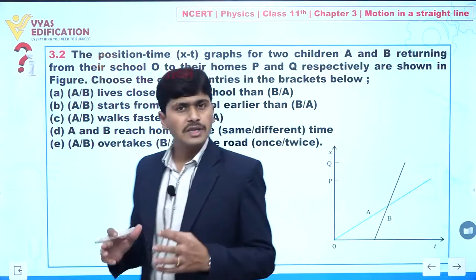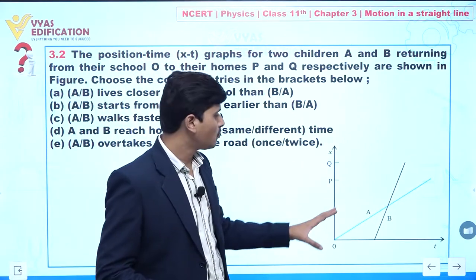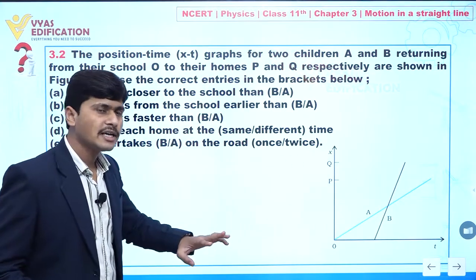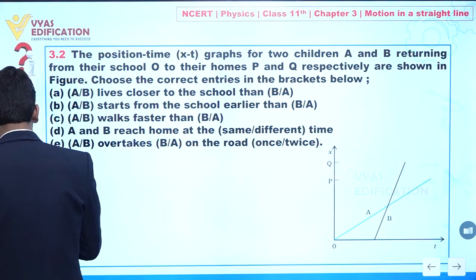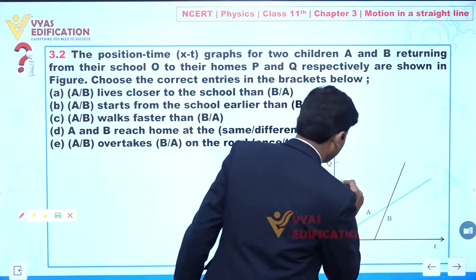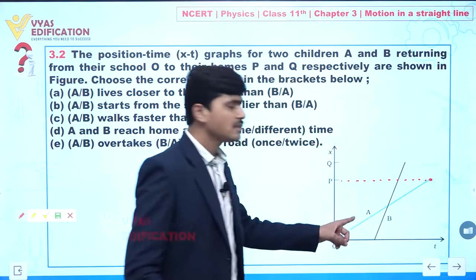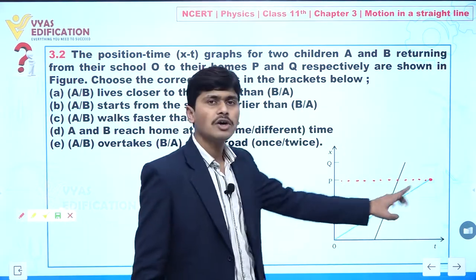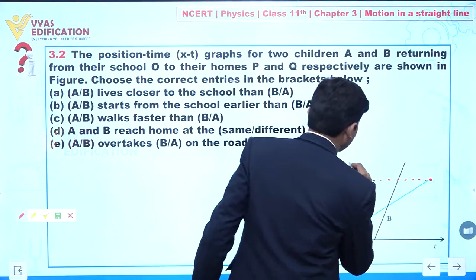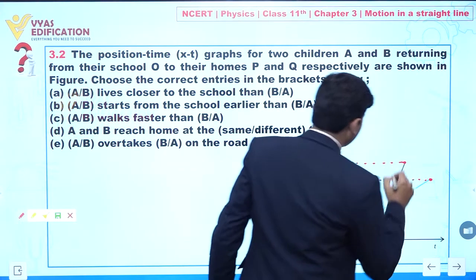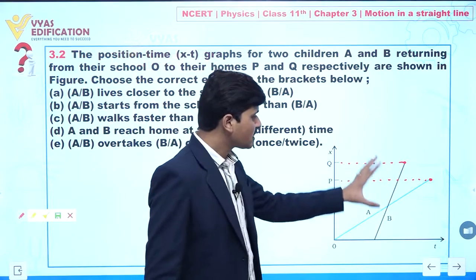Now you can see on this screen we have this graph that is related to the motion of two children, and they are returning from their school to their home. Concentrate on the screen. We can see this blue graph represents the motion of child A, and this graph represents the motion of child B. P and Q are the positions of the homes.